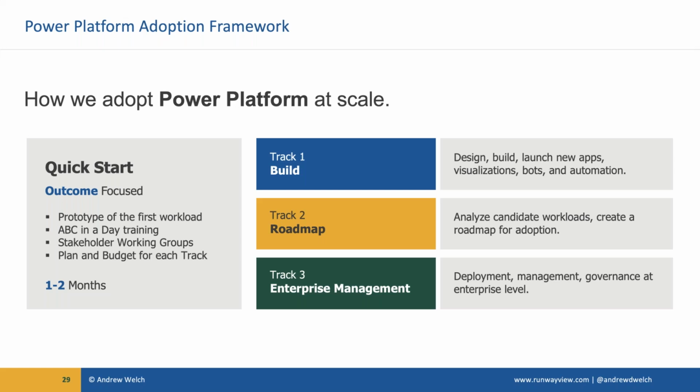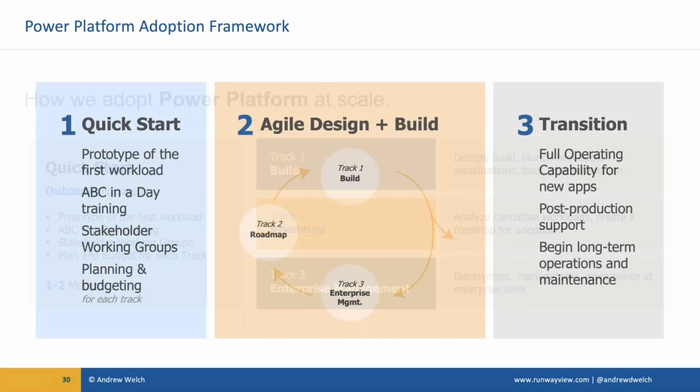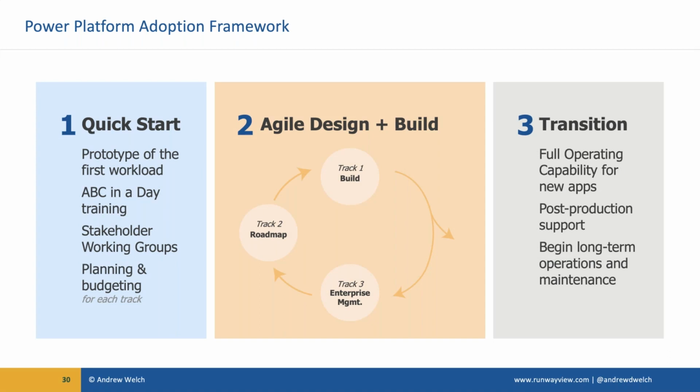So if you want to reorder this into a more traditional kind of IT diagram, this is really what this looks like. We quick start, and then we get into a continual cycle where enterprise management allows us to go out into the business and to roadmap with them and to build solutions, and then ultimately transition those solutions to whoever is going to be supporting them long term.